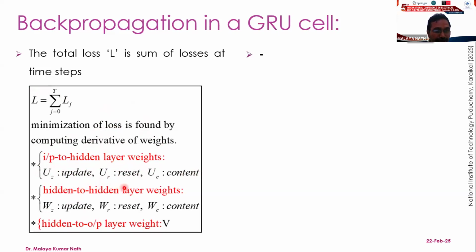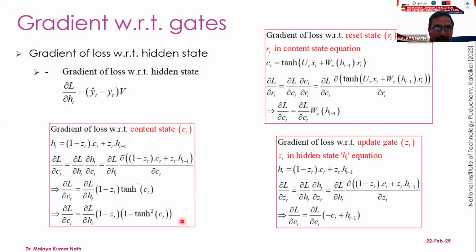Similarly, for the hidden to hidden layer, the weights are associated as update, reset and content. And similarly, there is another, the hidden to output layer weight, that is known as V. So these weights have to be updated. That means the derivative of the loss has to be computed with respect to these weights to learn the weights. So now, the gradient of loss with respect to the hidden state can be computed as the derivative of loss with respect to ht.